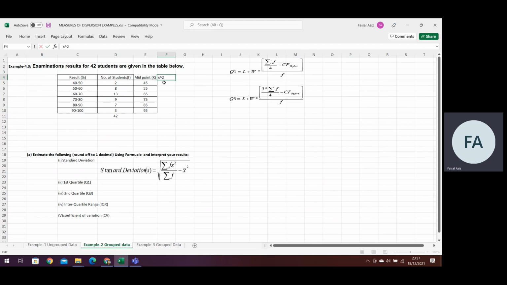This is x square. So what will I do? I'll click equal sign and then I will write 45 and then multiply by again this number. So it will become a square. So click enter, and then afterwards I will drag it down. I will get all the square values.